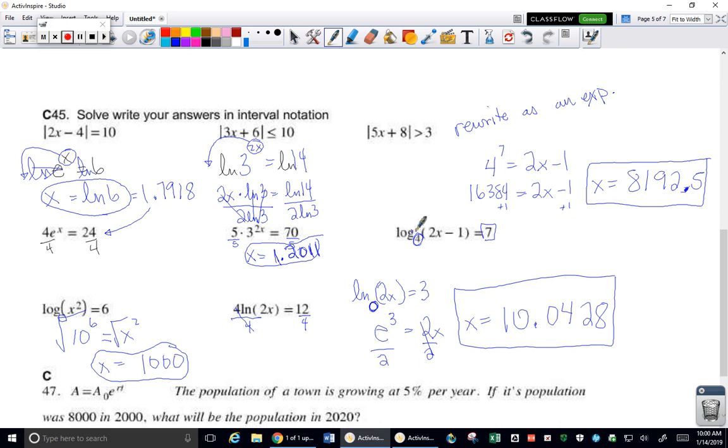Okay, so when we have log equals a number, you always solve them by rewriting it as an exponential, where the base of your log is the base of your exponent. This becomes your exponent, and then this is what it equals.